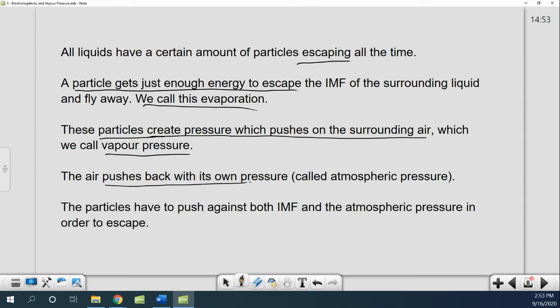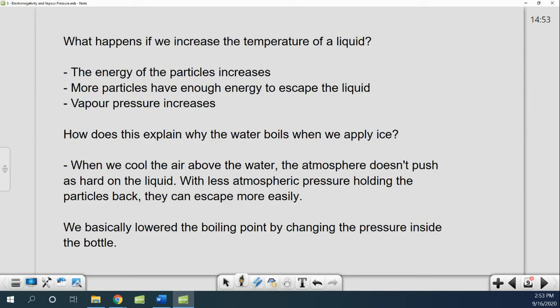And the air will push back, of course. It's got its own pressure. We call that atmospheric pressure. So the more atmosphere you have above you, the higher your atmospheric pressure is, and the more it's pressing down on that water. So particles, in order to escape, have to push against both the intermolecular forces of whatever fluid it is and the atmospheric pressure. So I not only have to beat the intermolecular forces, I also have to be flying fast enough that if air comes and bounces against me, it doesn't push me right back into the liquid where I would become part of the liquid again. So I've got two sides to things here: the IMF and the atmospheric pressure that I've got to beat.